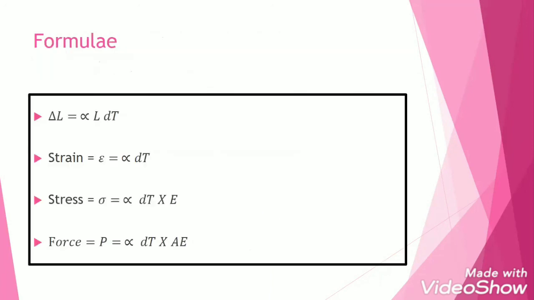So to solve problems on thermal stress, these are the formulas to be used to find out the free expansion or free elongation or free contraction of the bar. You can find out delta L is equal to alpha L into dT. Strain epsilon is equal to delta L by L, so alpha L into dT divided by L. So L will get cancelled. The result will be only alpha into dT.